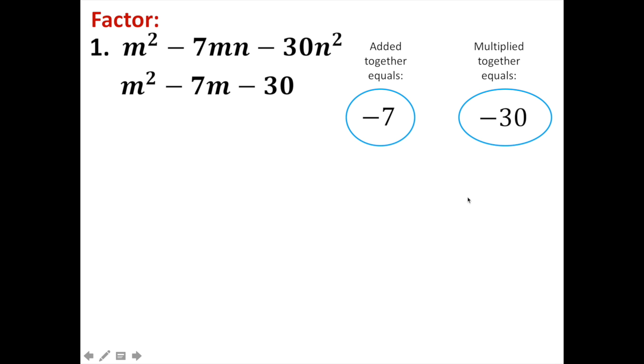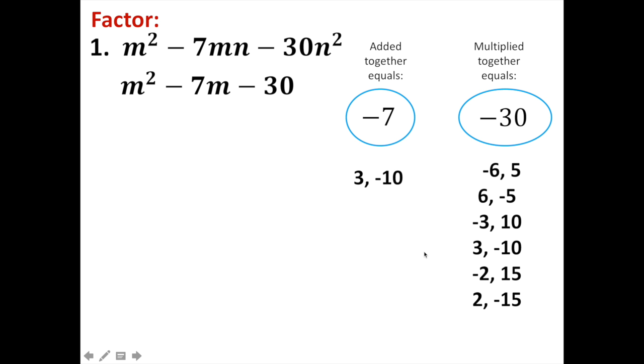So my factors of negative 30, I list all of those factors. All of these multiplied together would give me negative 30. And I look at these factors here and I say, which ones of these, if I were to add them together, would give me negative 7? 10 and 3, let's see, that one would give me a positive 7. It has to be this one, a 3 and negative 10.